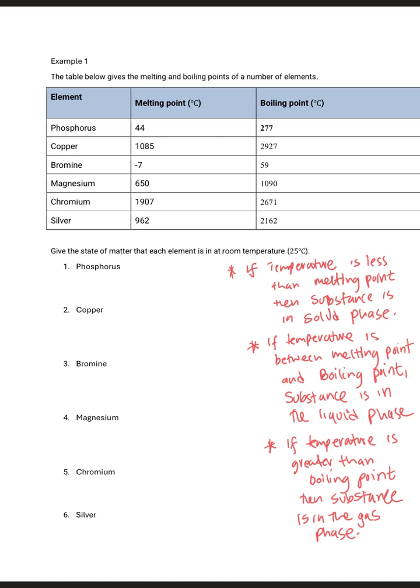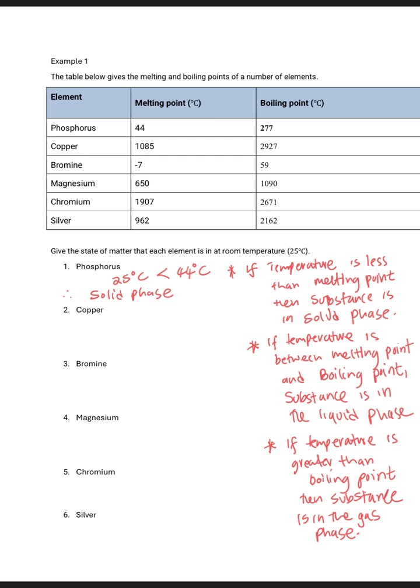And then now we're going to start with phosphorus. What is phosphorus at room temperature? At room temperature, we check the melting point of phosphorus. The melting point of phosphorus is 44, and room temperature is 25 degrees. So 25 degrees Celsius is less than 44 degrees Celsius. So it means phosphorus, when it is at room temperature, is in the solid phase.